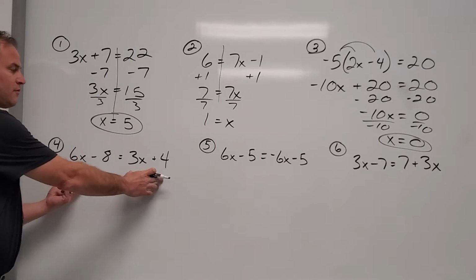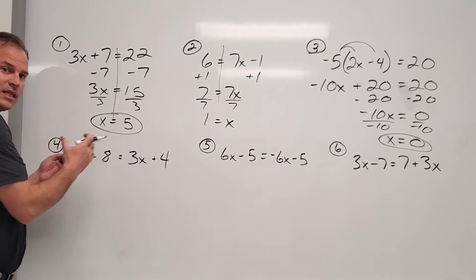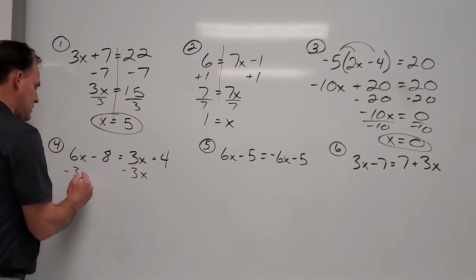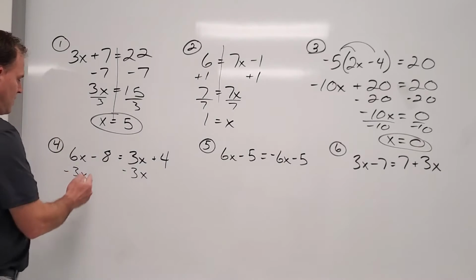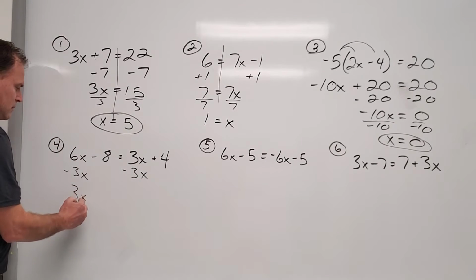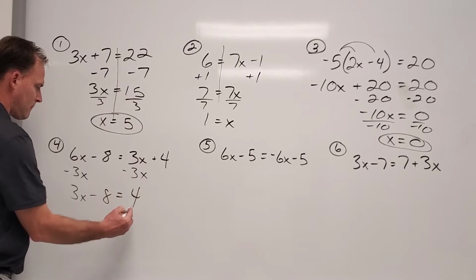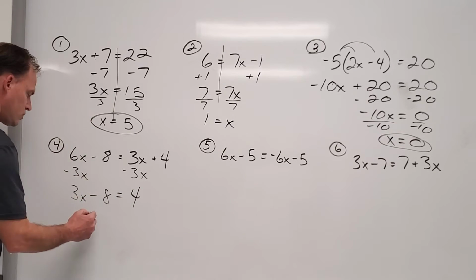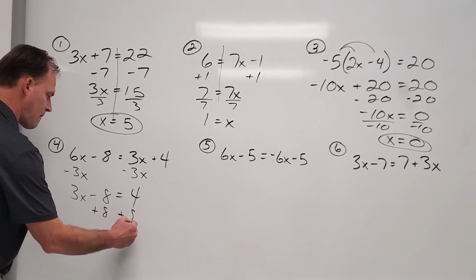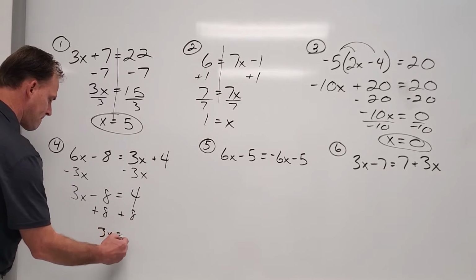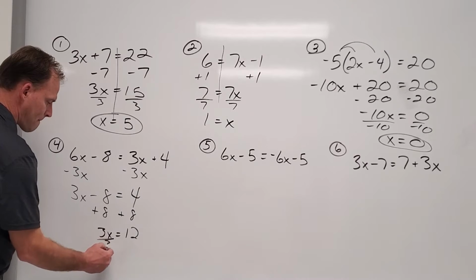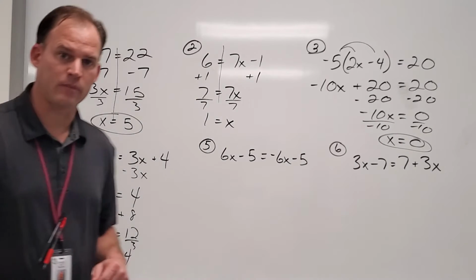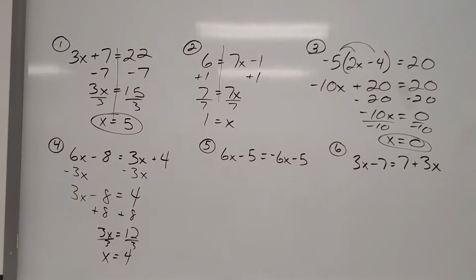Number 4, I've got variables on both sides. I need to get the variables on the same side. I'm going to go minus 3x to get the variables on the same side. 6x minus 3x. Now, it looks like all the rest of these. All right, we're 2 steps away from being done. Divide. X equals 4.